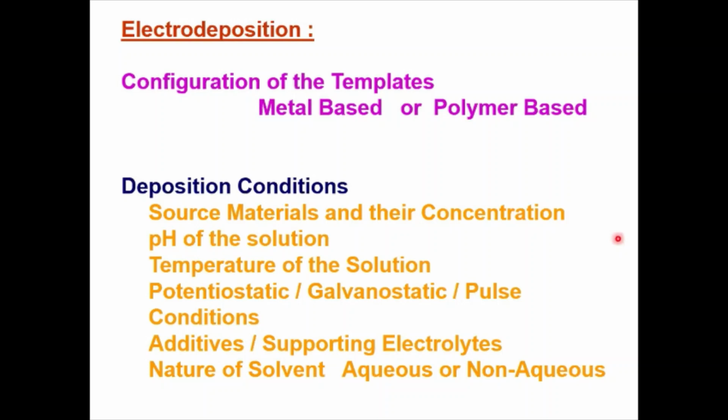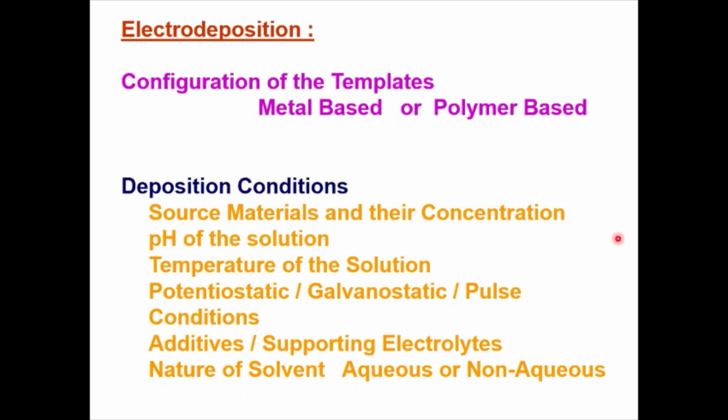The templates may be either metal based or polymer based. And the deposition conditions depend on the source materials, the precursors, and the concentration, pH of the solution, temperature of the solution, and whether you apply a constant voltage, constant current, or pulses of voltage or pulses of current. If you apply constant voltage, it is potentiostatic. If you apply constant current, this is galvanostatic. If you apply pulses of current or pulses of voltage, this is pulse conditions.